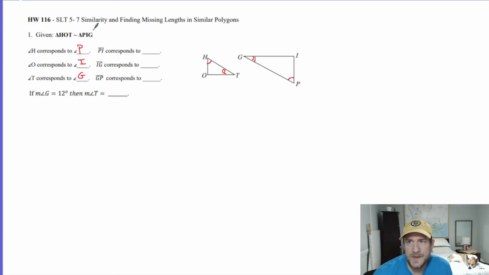So easy enough. PI is going to correspond with HO. Make sure to put the hat on it because those symbols matter. IG corresponds with OT, and GP corresponds with TH.